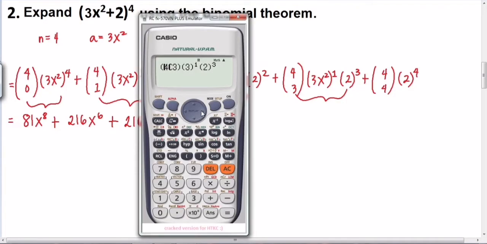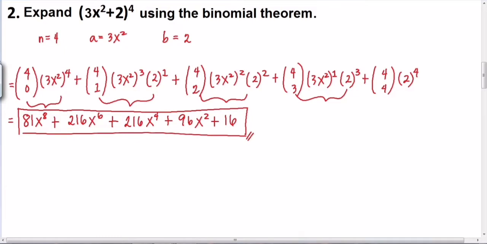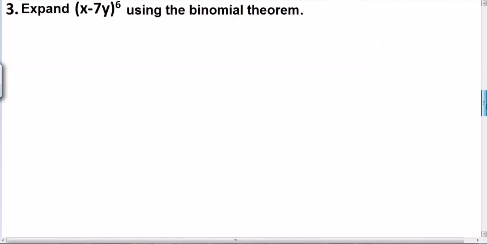The last term. So, 4c4. And then, nawala na si 3, yung ating first term. So, tanggalin yan. Delete nyo lang. So, 2 raised to 4. Ayan. So, 16. Eh, wala namang letter na to. So, 16 na lang yan. So, the final answer, the expanded form is this one. Okay? Let us have the next example.